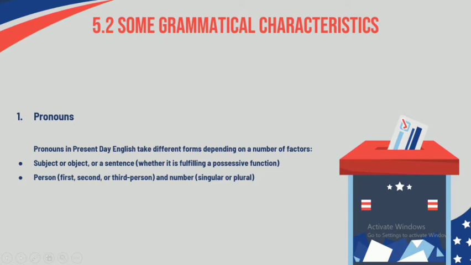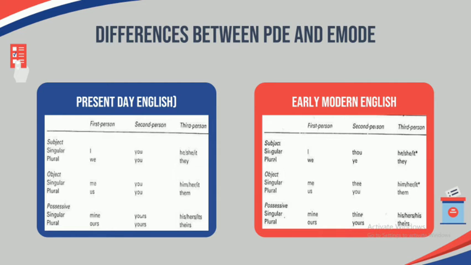Some grammatical characteristics. There are pronouns and verbs in this grammatical characteristic. The first one is pronouns. Pronouns in present-day English take different forms depending on a number of factors. The form of the pronouns depends on whether it is the subject or object of a sentence or whether it is fulfilling a possessive function. And the other factors that determine the form of a pronoun are person, like first, second, and third person, and number, whether it is singular or plural. The form of the pronoun changes according to its grammatical function.